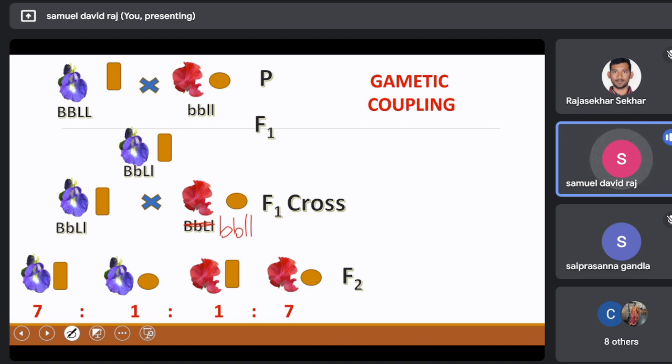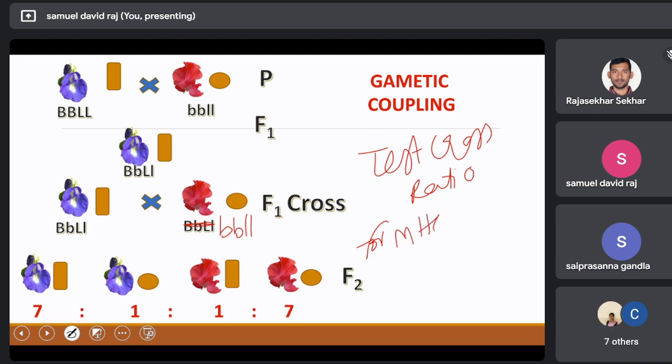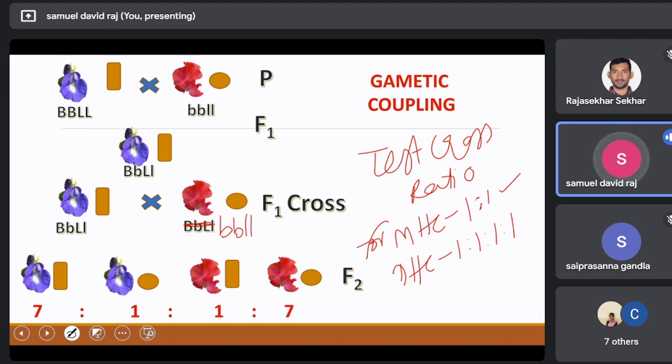So when they observed that, can anybody tell me what is the test cross ratio for a monohybrid cross? 1:1, sir. Very good, excellent. For a dihybrid cross? 1:1:1:1, sir. Very good. In a monohybrid cross, there are two phenotypes only, so it is 1:1. In a dihybrid cross, there are four phenotypes, as in 9:3:3:1, so we get four ones here.